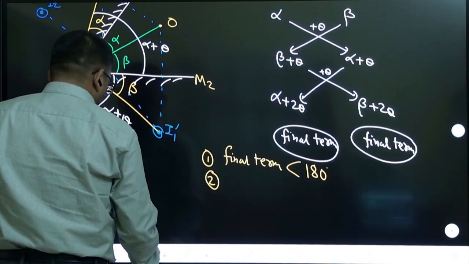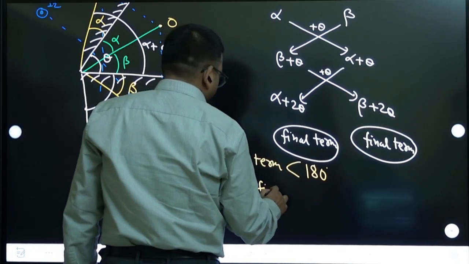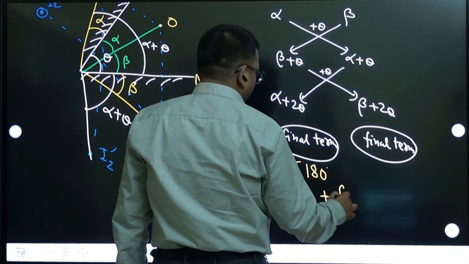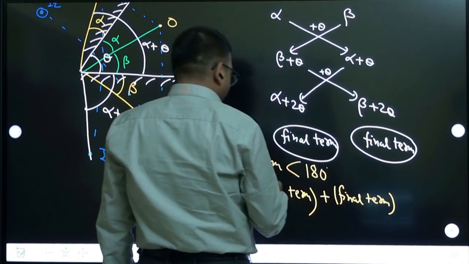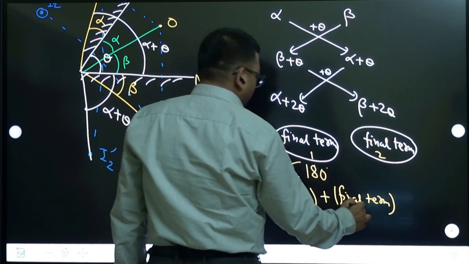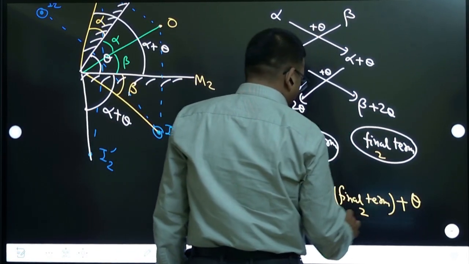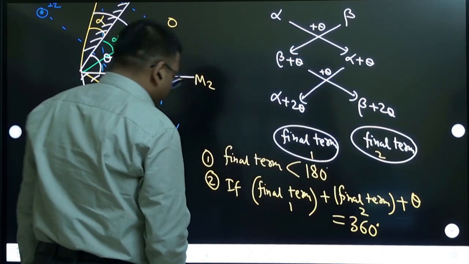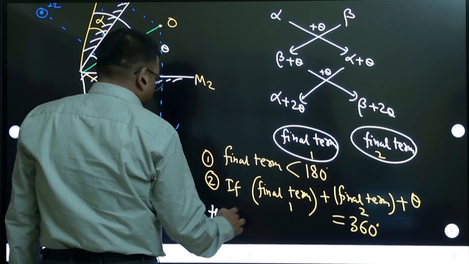The second thing is that if you add the final term of this one plus the final term of this one, so the sum of these angles, the final term of the first one and of the second one, plus the angle theta, if it comes as equal to 360 degrees, then the final images coincide.